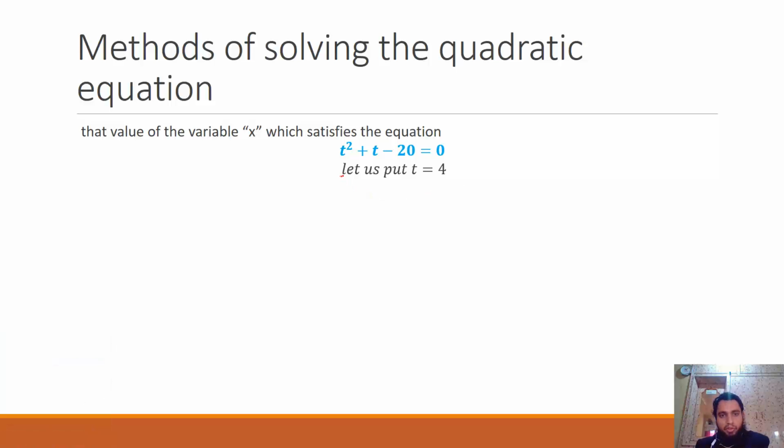So when we put t is equal to 4 in this equation, we reach here: 4 square plus 4 minus 20 is equal to 0. Which means t is the solution of this equation. T is the time which the horse will take to reach the point B.